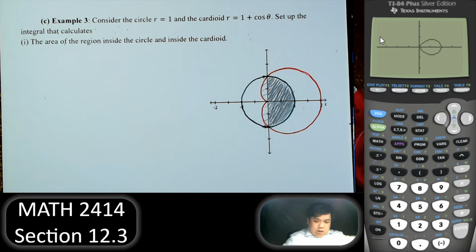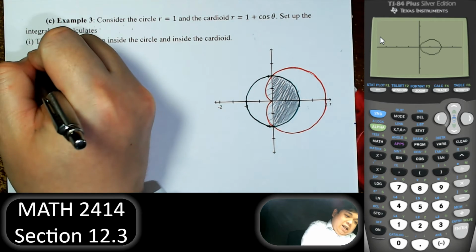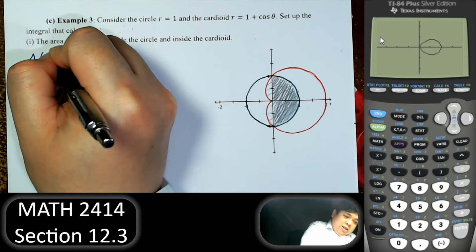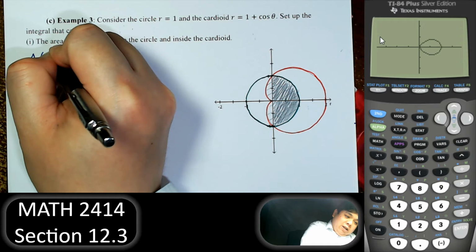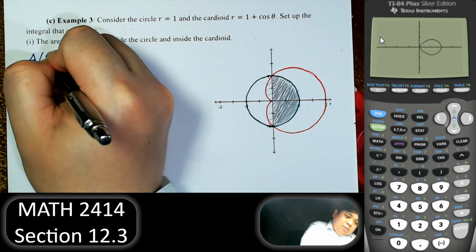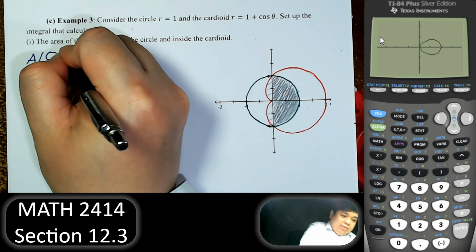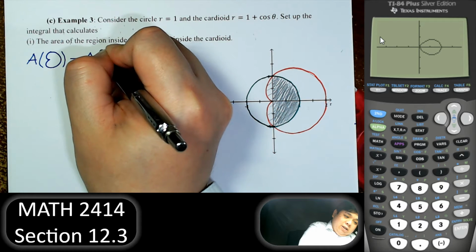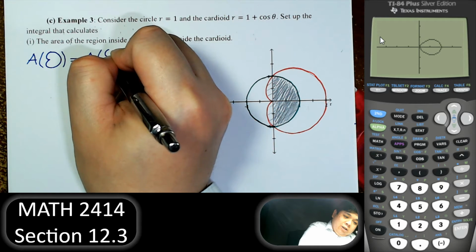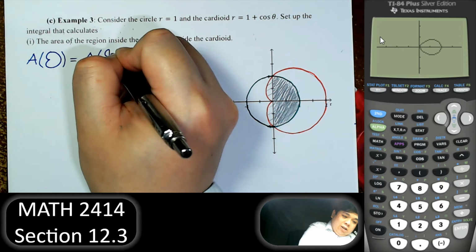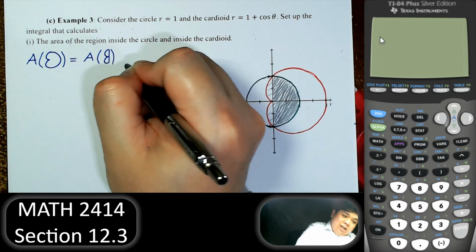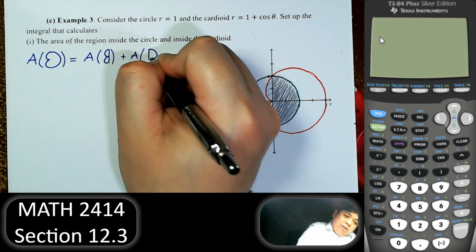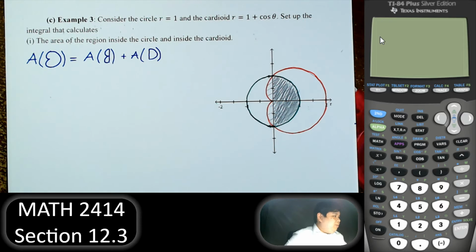Now, I will write. Sometimes it's better to draw the picture than to describe it. So we have a semicircle on the right, and then kind of a heart shape on the left. That area is equal to the area of this one, and then the area of the semicircle on the right.